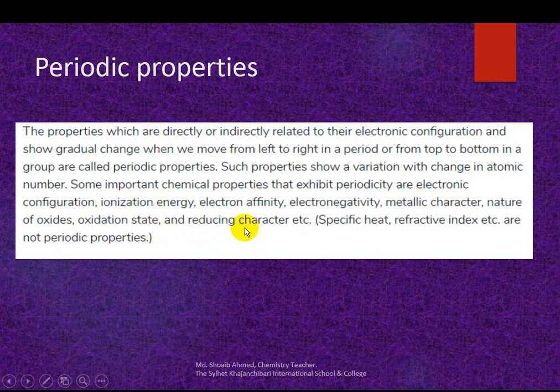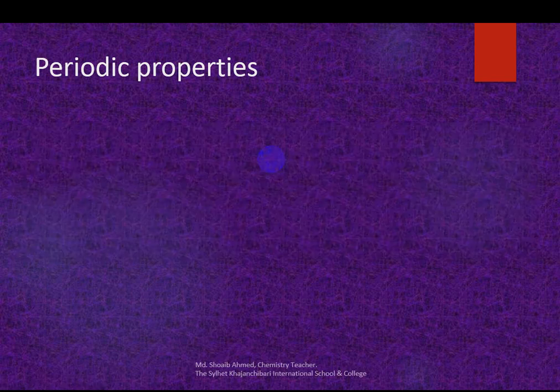What are periodic properties? The properties which are directly or indirectly related to their electronic configuration and show gradual change when moving from left to right in a period or from top to bottom in a group are called periodic properties. So it is directly dependent on the electronic configuration. Periodic properties gradually change when we move from left to right in a period.